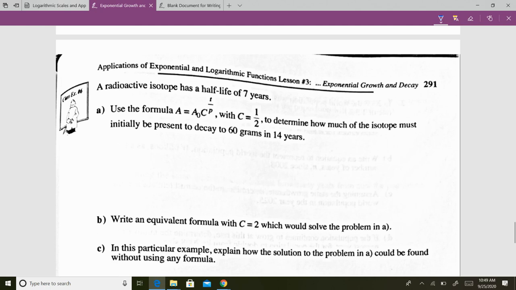All right, use the formula. Okay, it's our formula. We don't have to rewrite that. C is equal to 1/2. Yes, we know we're talking about half-life. How much of the isotope must initially be present to decay to 60 grams in 14 years? We're talking about an isotope that has a half-life of 7 years. So fill in your numbers or your letters, please.